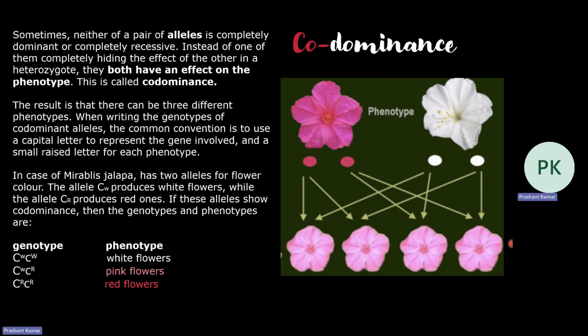So the answer is codominance, right? A pair of alleles are not completely dominant or completely recessive. Instead, you will find a new character in the generation. And you can also say that both have an equal effect on the phenotype. In case of codominance, the notation for the genotype is written like this: CWCW, white flower, both are small. CWCR, pink flower. CRCR is a red flower.